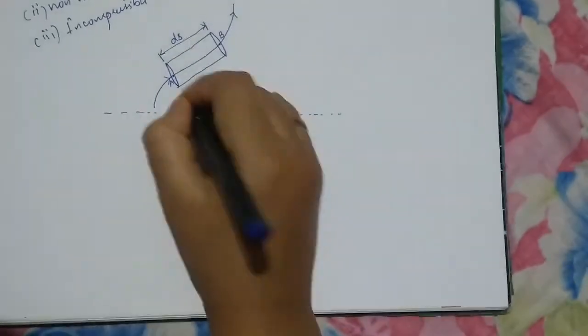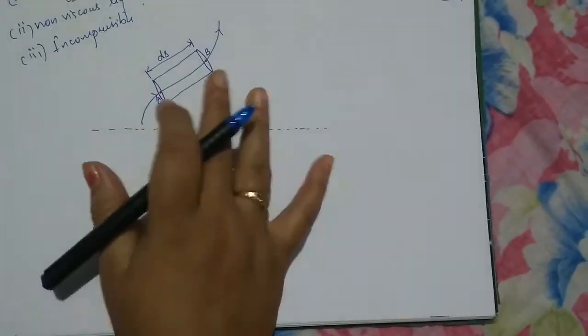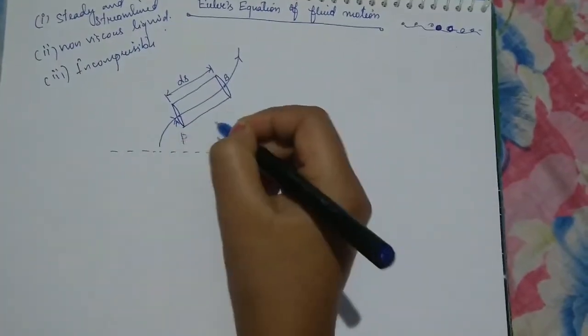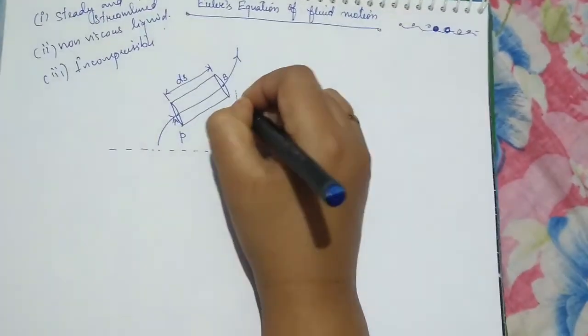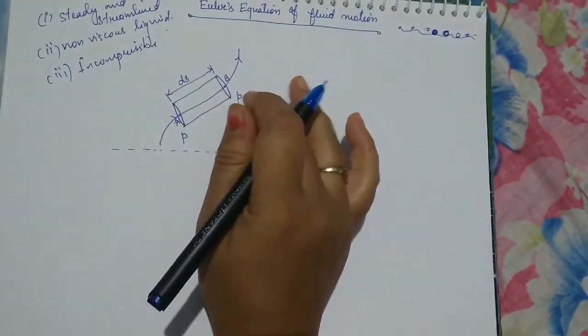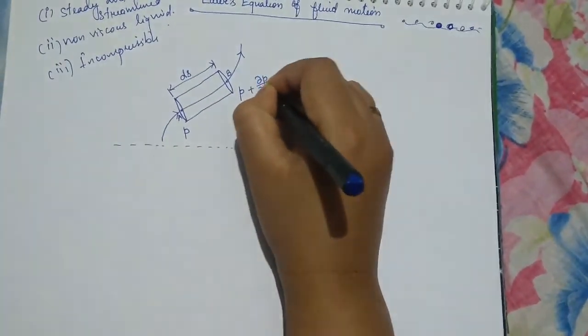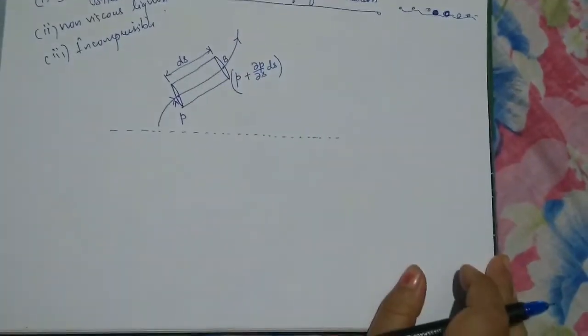Suppose that the liquid is flowing from here to here, means there must be a pressure difference, isn't it? Otherwise it will not flow. So suppose that this is a pressure P. Since it has flown up to this, their pressure must be greater here. So suppose that pressure is changing with respect to distance. So here suppose that pressure is P plus del P by del S ds. This is a change in pressure.